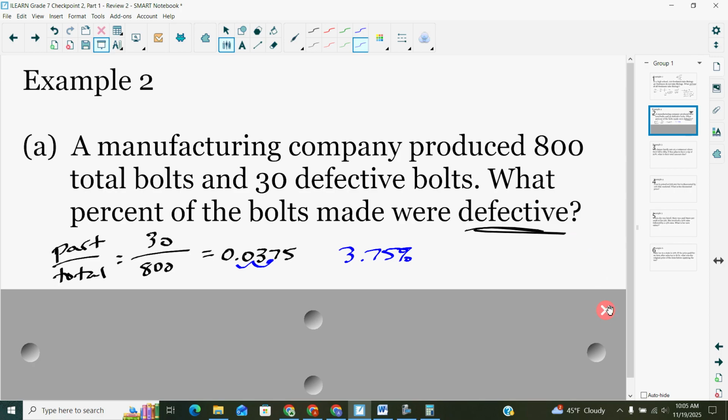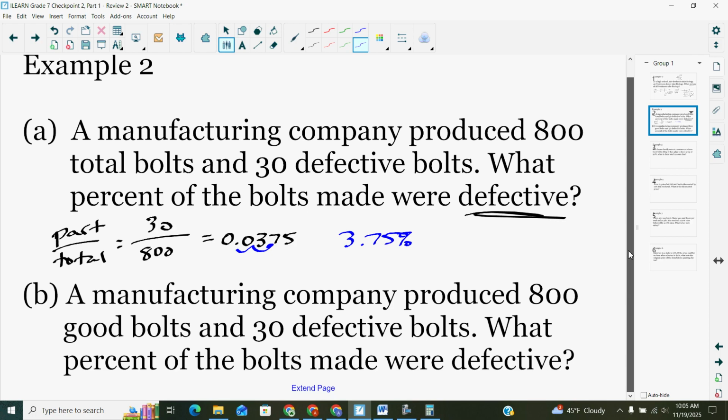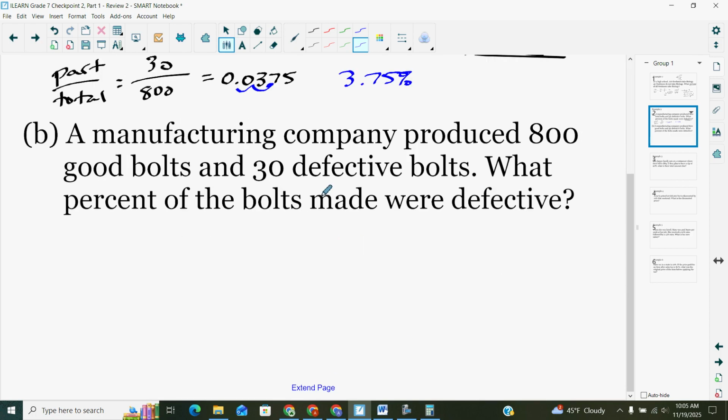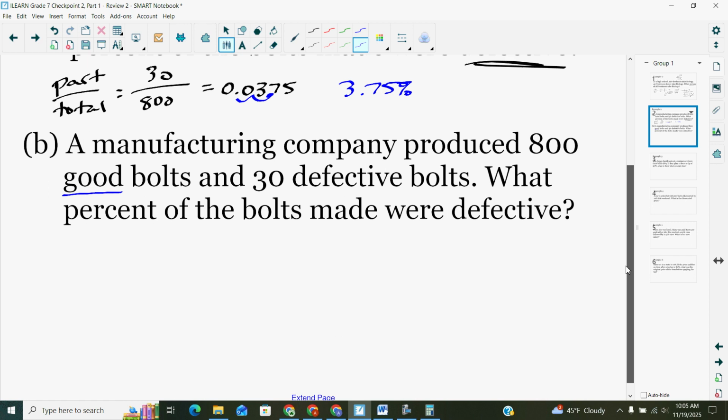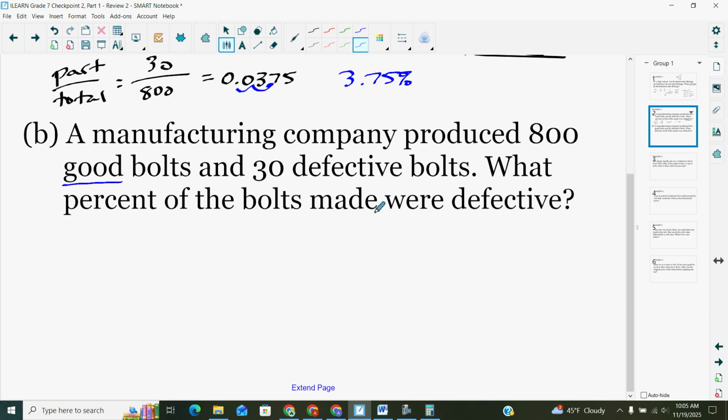Part B is almost an identical problem. It's a copy and paste outside of this word right here. So this 800, instead of being the total number of bolts, this time it tells us that the manufacturing company produced 800 good bolts and 30 defective bolts. We are looking for the percent of the bolts that were defective. So again, we're thinking through part over total. You could write it down. You don't necessarily have to.